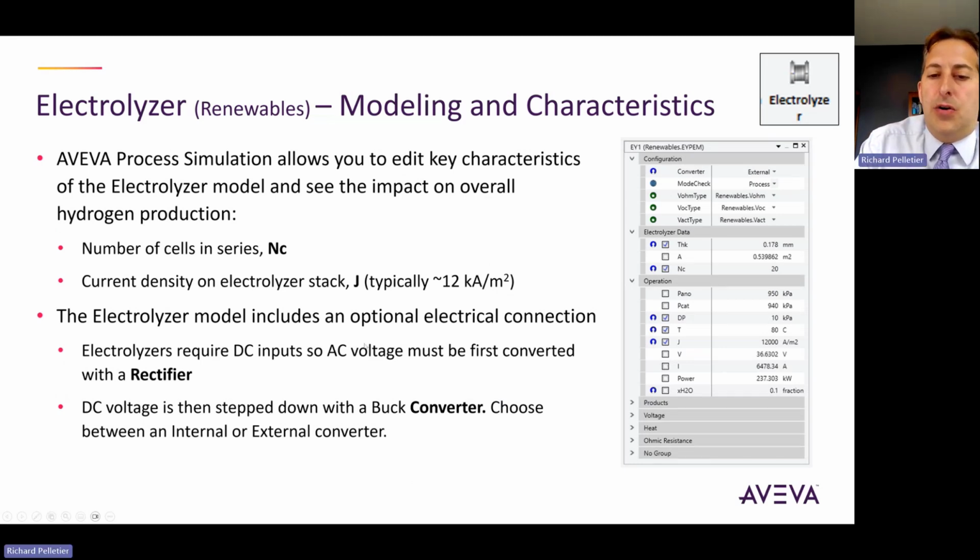The electrolyzer, if you are going to have the electrical input, it requires DC input. And so if it's in AC already, you have to convert it to DC. We have a model called a rectifier that does that conversion. Right. And then the other thing that you'll have to be aware of is that you might need to step down the DC voltage. Then you can do that using a converter. All right. And so that's another model that's in the renewables model library. So you'll see those in the renewables model library, and you'll see them in the example file.